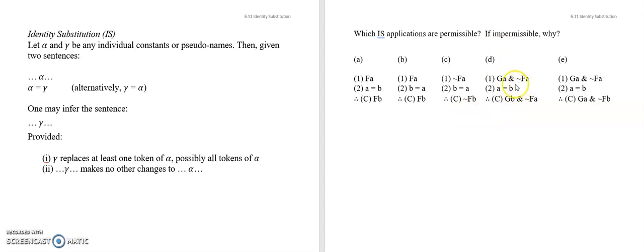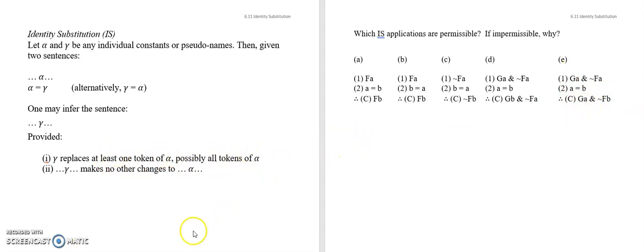All right, let's keep moving along. What happens in D here is interesting. We've got A appearing in two places, and we only replace A with B in one of the cases. Is that permissible? Yes, it is. D is a permissible, legitimate use of identity substitution because it says you have to replace at least one token of alpha, possibly all. Now, if you had tried to replace both, that would have been okay as well. But as you can see in E, they replace this one instead of this one. So instead of replacing the A on the G, they replace the A on the F and leave this one all alone, and that's okay as well. You just have to replace at least one token of alpha, and that's what I mean by that.